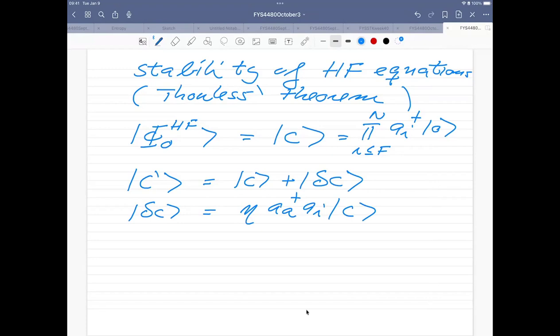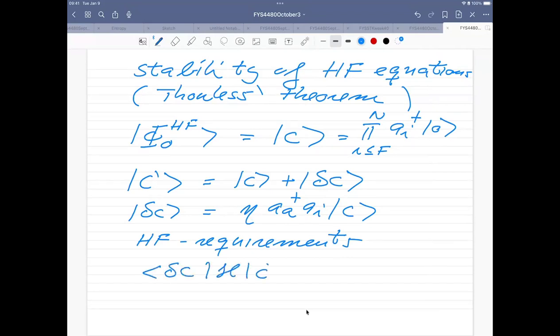This was the ansatz which we made for the implementation of the variational calculus for the Hartree-Fock equation. And when we did that, we found that the Hartree-Fock requirement from variational calculus, when we take the derivative with respect to this change delta C, is that we had delta C with the Hamiltonian of C, equal to C of H of delta C, equal to 0.